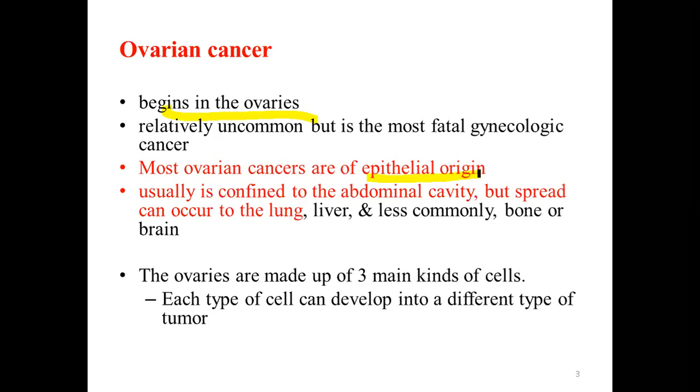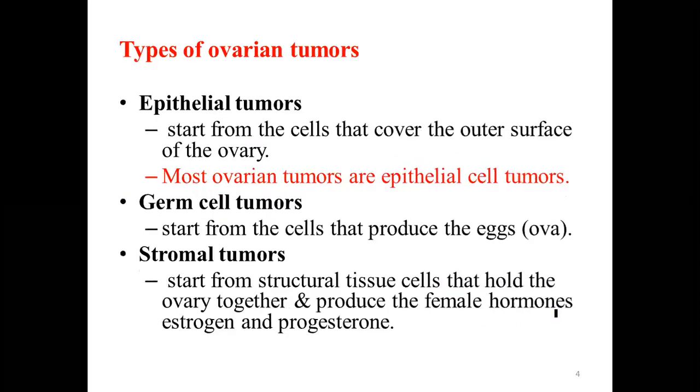Most of the time they are confined within the abdominal cavity, but there is a possibility of spread to other parts: liver, most probably lung, then less commonly bone and brain, but it still has the potential to undergo metastasis to other organs. Then there are three kinds of cells in the ovary, and each type of cell can develop into a different type of tumor. We shall see it in the next slide.